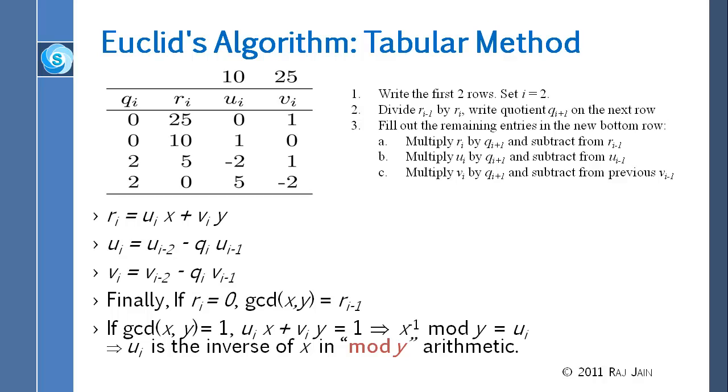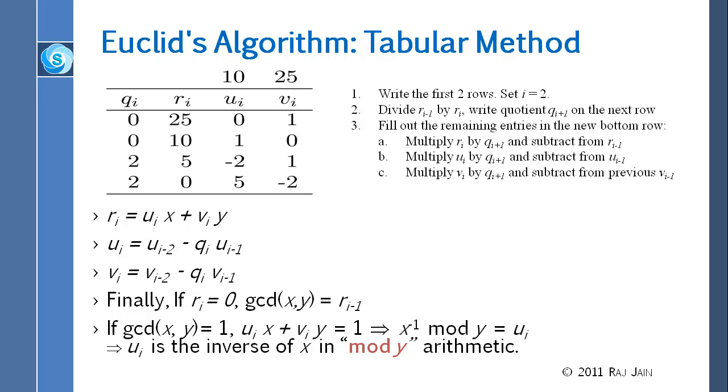Alright? The good news is that the remainder is 0. Once the remainder is 0, your process is done. At that point, the previous number, 5, is the GCD, the greatest common divisor. In addition, the advantage of doing this tabular method is that now we can write down equations like this, where 0 is equal to 5 times x plus minus 2 times y.